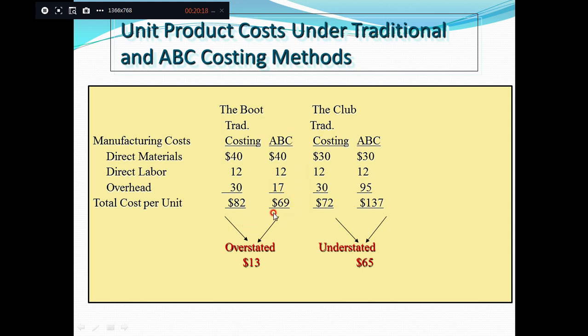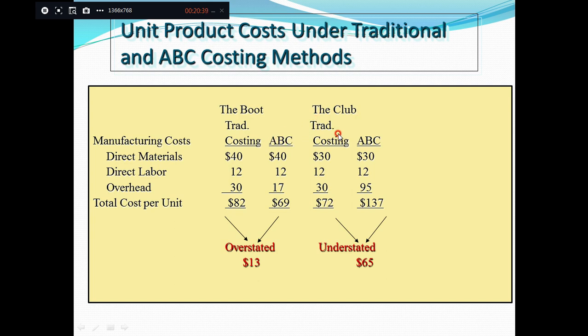So the difference is that when we are using activity-based costing rather than traditional costing, the traditional costing method will overstate the cost by $13 in each single unit. So activity-based costing is better for business models which are based on the activities or more detailed activities.